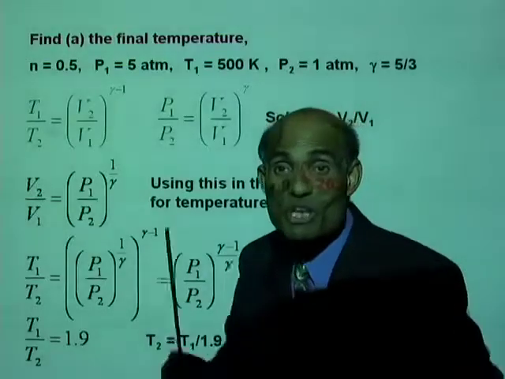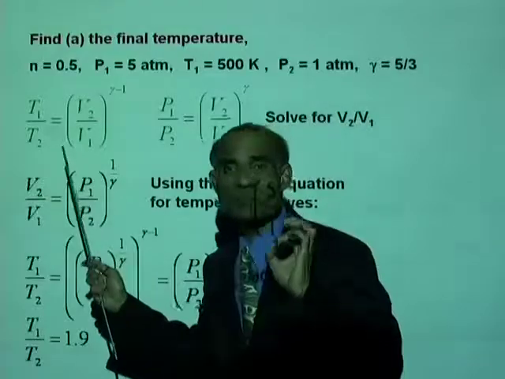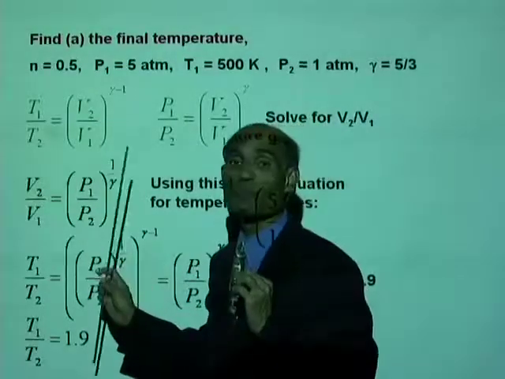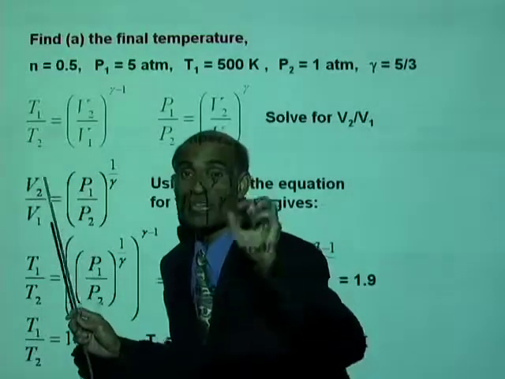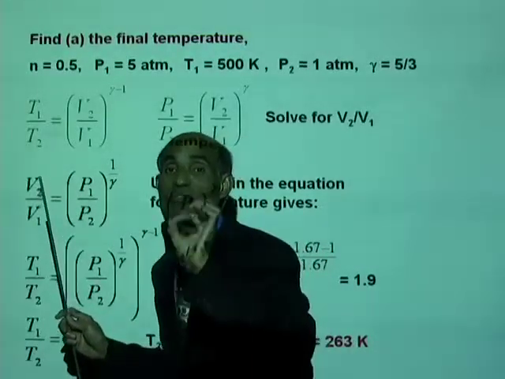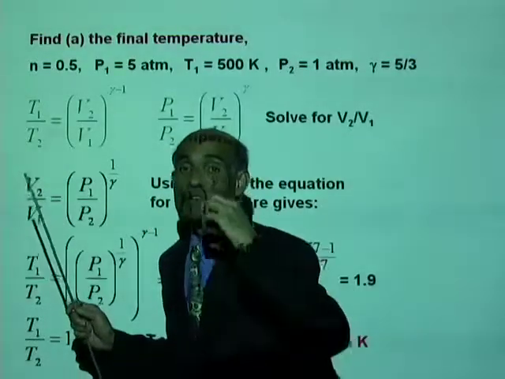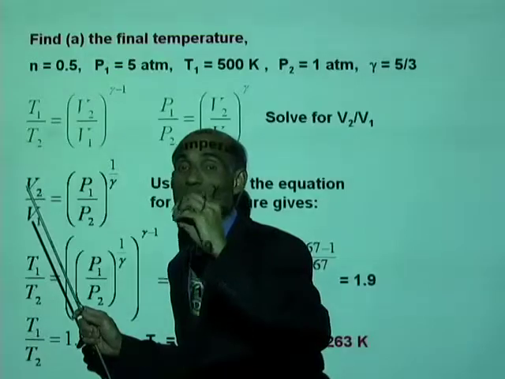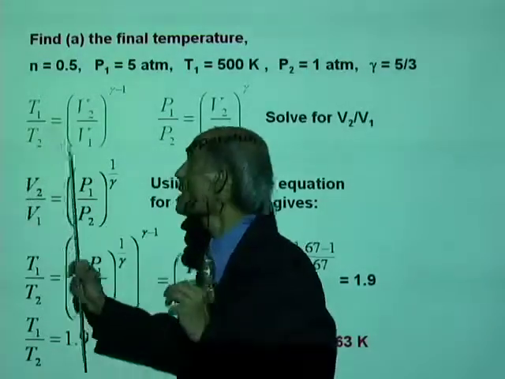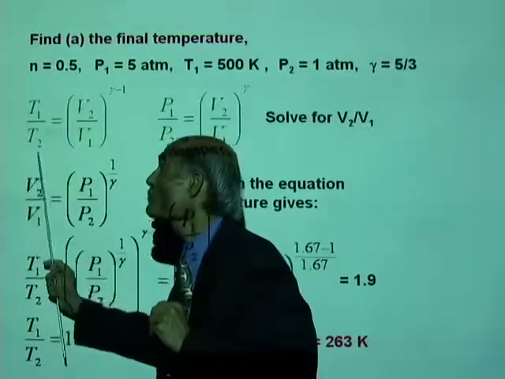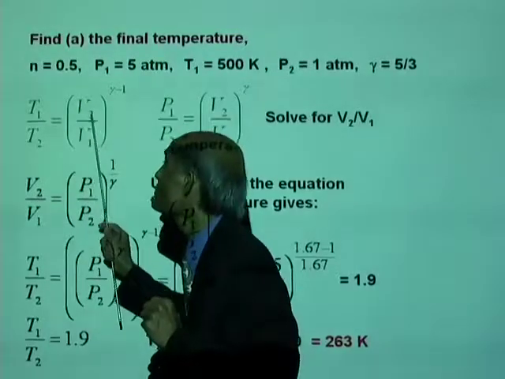Now, this has been a pretty involved problem. I want you to look back. Let me quickly review that one more time. What did we do? We first took the first equation for adiabatic process. TV to the power of gamma minus 1 is a constant. In other words, T1 V1 to the power of gamma minus 1 equal to T2 V2 to the power of gamma minus 1, and we solved for T1 over T2 in terms of V2 over V1.